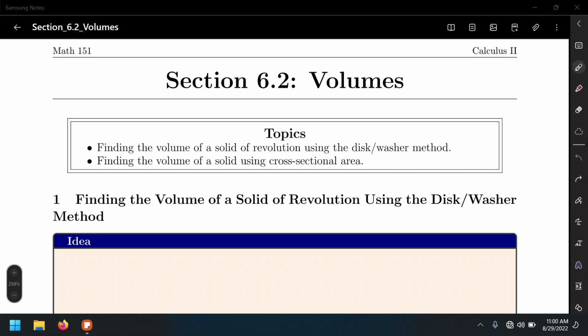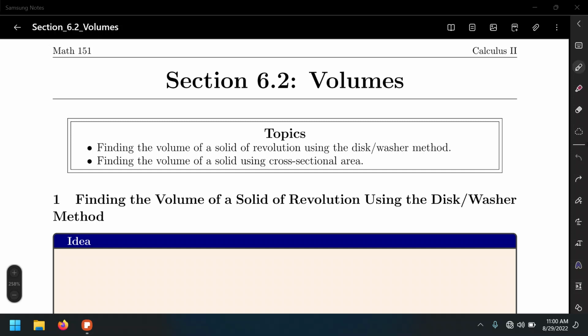So last time we finished section 6.1 on finding areas between curves, right? We constructed the idea based on an extension of the definition of the area under a curve, but in this case, in the situation in which we have two curves actually bounding a region, and then we found those areas. So we are going to extend that type of idea.